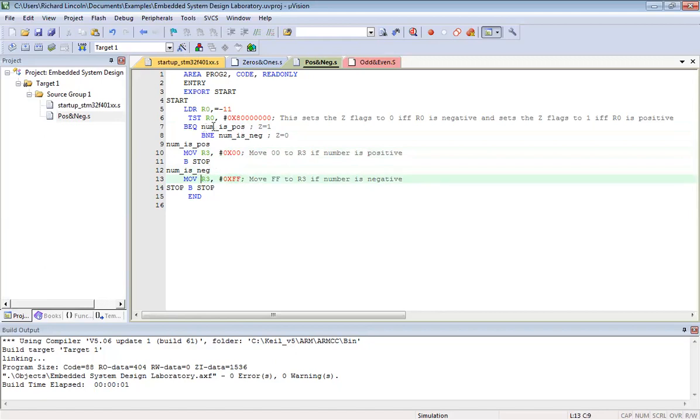You can see that if the number is positive, it branches out to this label here, and 0 0 is moved to R3. Let's say it's negative. Now in our case it's a negative number, right? So this is going to get executed. Branch if equal means the zero flag is set; not equal means the zero flag is not set, so it's going to come to negative. It's a negative number, and FF is going to be stored in R3, right?